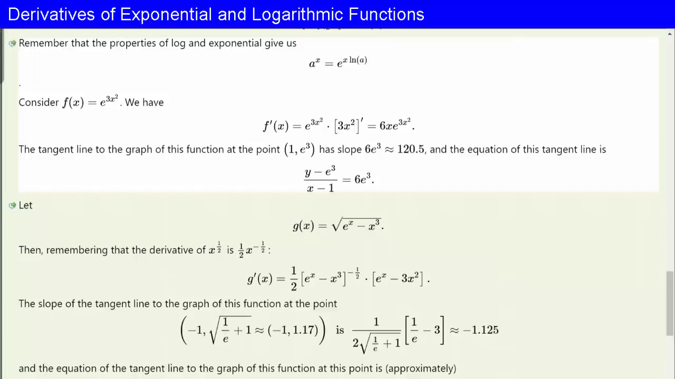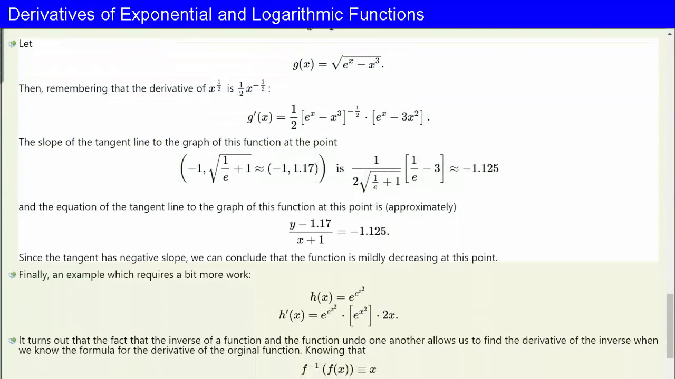So the equation of the tangent line is y minus e cubed divided by x minus 1 equals 6e cubed. That slope is extremely big. If you don't believe it, just try sketching a line with slope 120.5. What that means is that at this point on its graph, this function is increasing at a very dramatic rate.